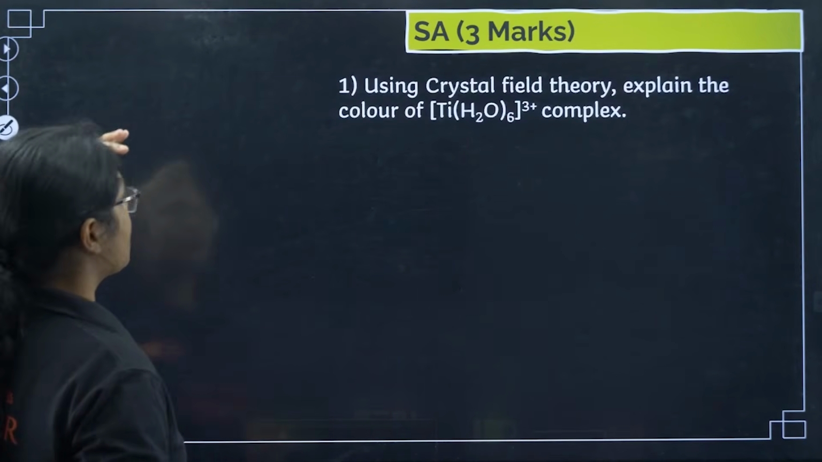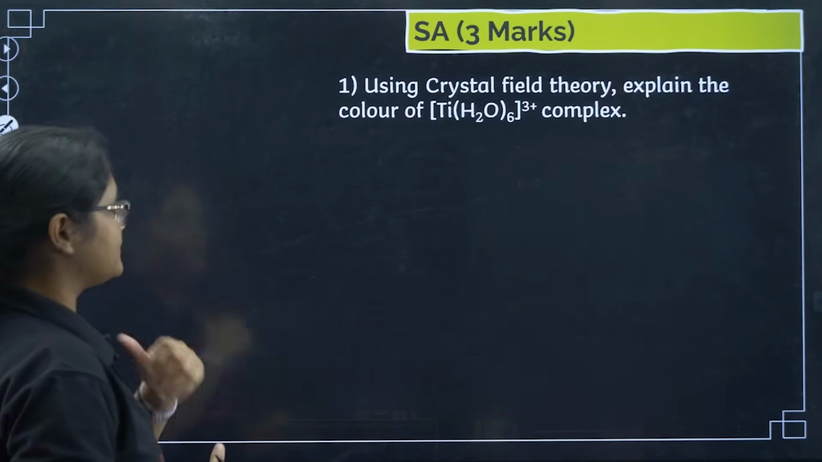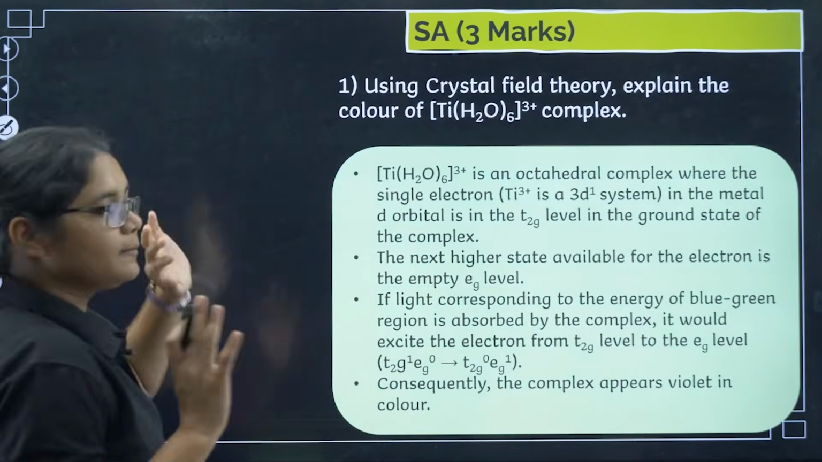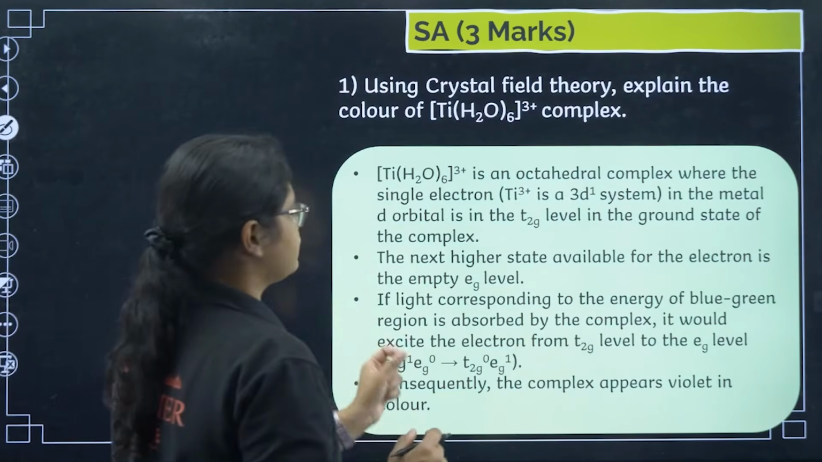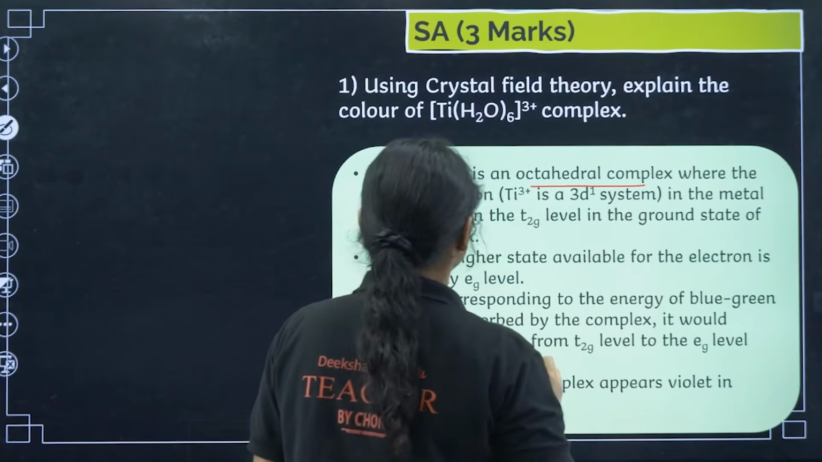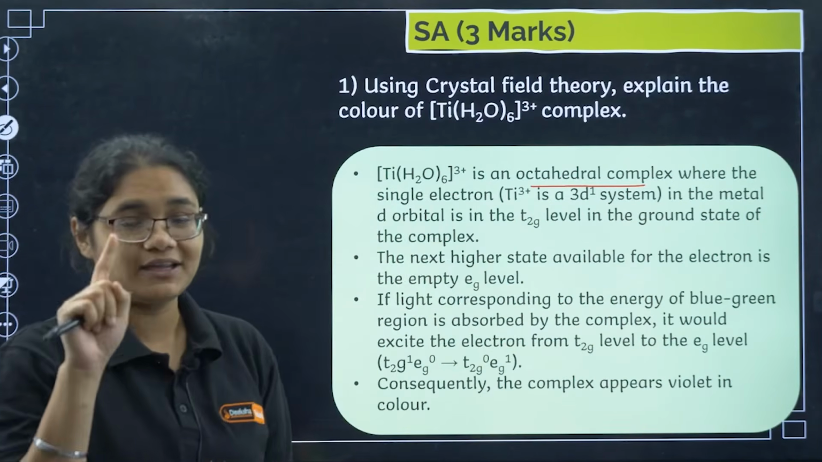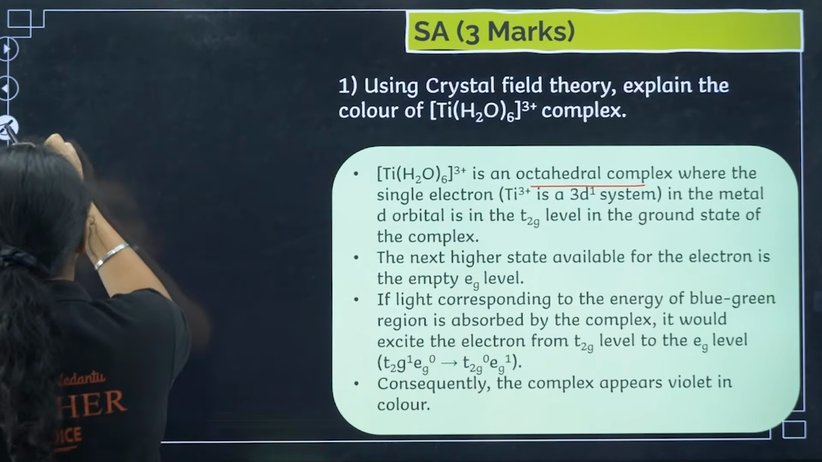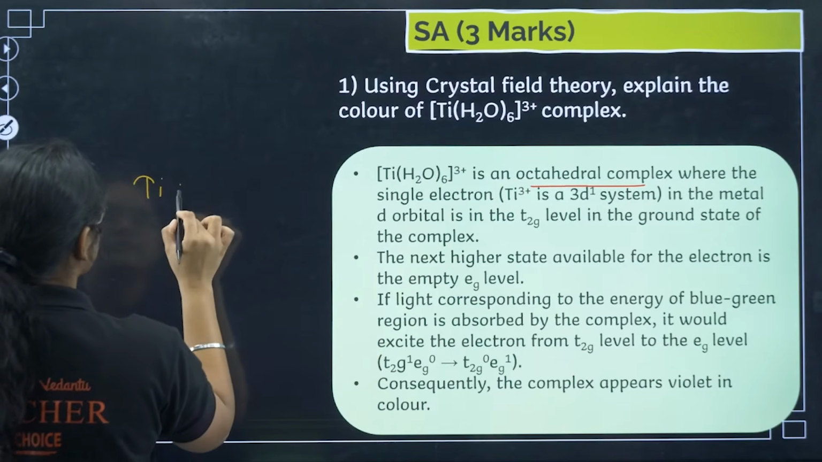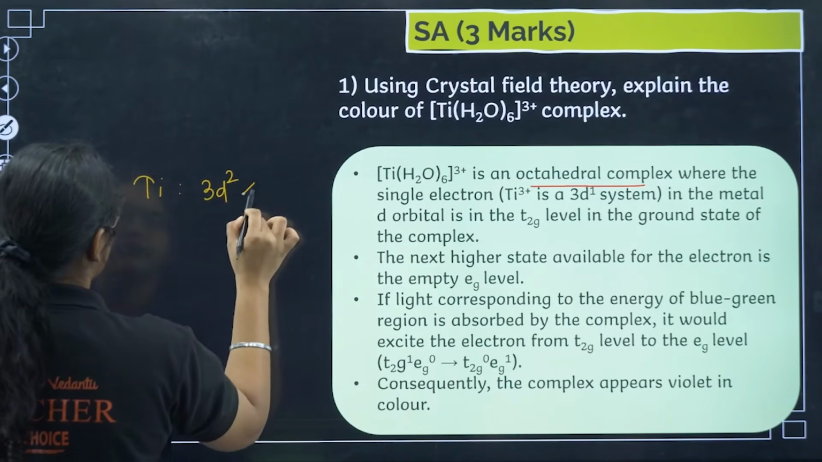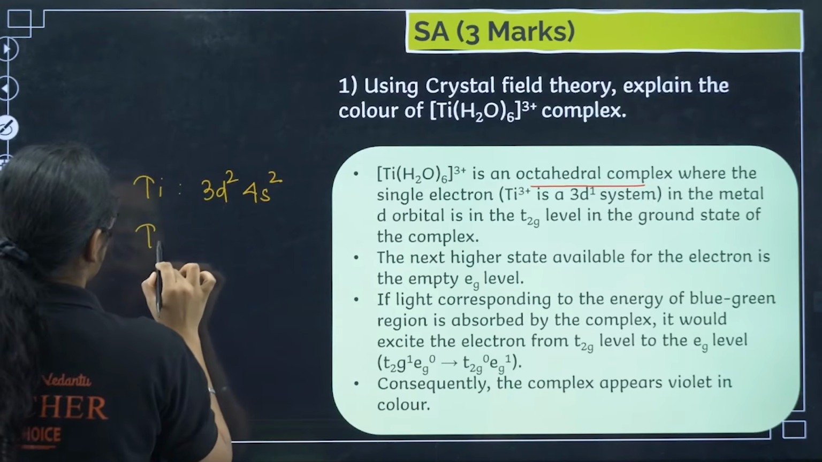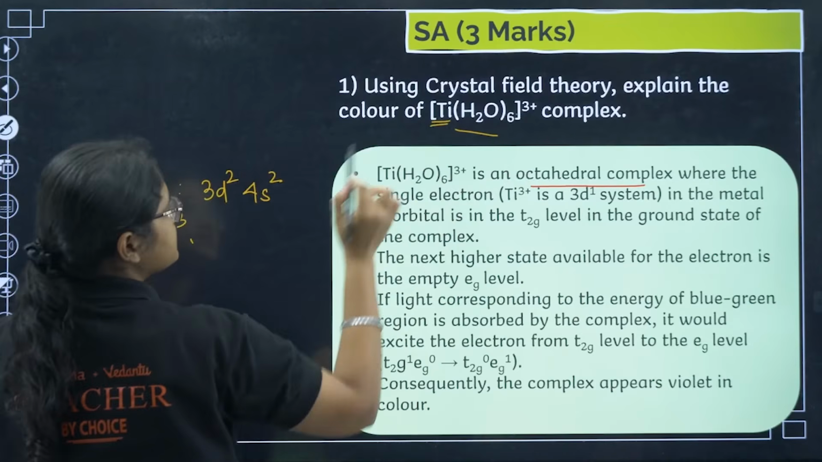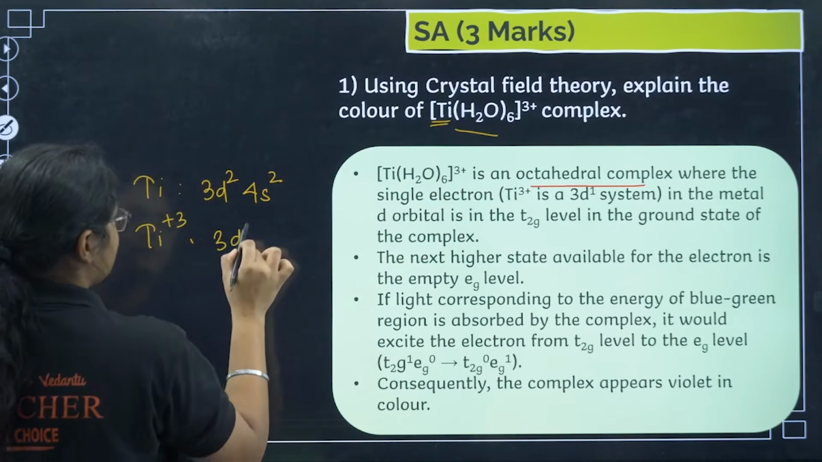Now we will move to the 3-marker questions. Using crystal field theory, explain the color of [Ti(H2O)6]3+. You have to write it in points. First of all, [Ti(H2O)6]3+ is an octahedral complex where Ti3+ has a d1 electron. Only d1 is there. Why? Because titanium's electronic configuration is 3d2 4s2. Now in Ti3+, H2O is a neutral ligand, so the titanium charge is +3. It will be 3d1, right?